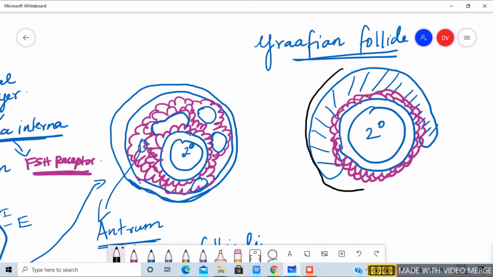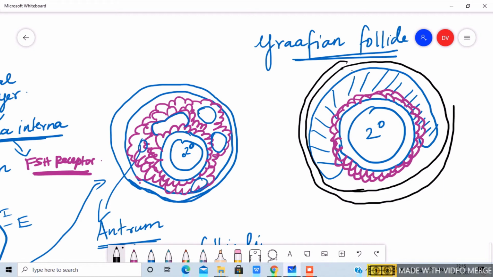Theca interna and theca externa. Right. So this is how the complete egg cell looks, guys. And if you see this region alone, it will be attached to the theca interna. Understanding, guys? Now look at the egg cell.